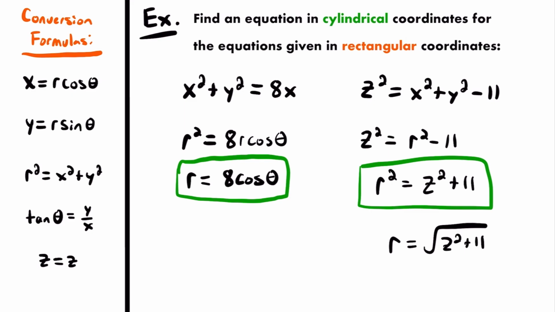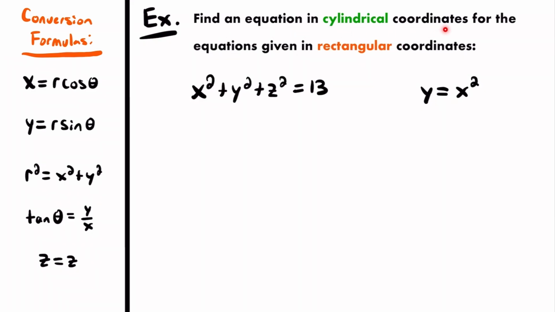Let's look at some more examples. Once again, we want to find an equation in cylindrical coordinates for the equations given in rectangular coordinates. This time we have x² plus y² plus z² equals 13 and y equals x². This is not a requirement for these examples, but this equation right here, you can recognize to be a sphere, right? We have x² plus y² plus z² equals some radius squared, where the radius in this case would be the square root of 13. Like I said earlier, that's not really important to this example, but I just wanted to point that out. This is clearly a sphere that we're working with, but to convert it to cylindrical coordinates, all we have to do is replace x² plus y² with r². So we'll have r² plus z² equals 13.